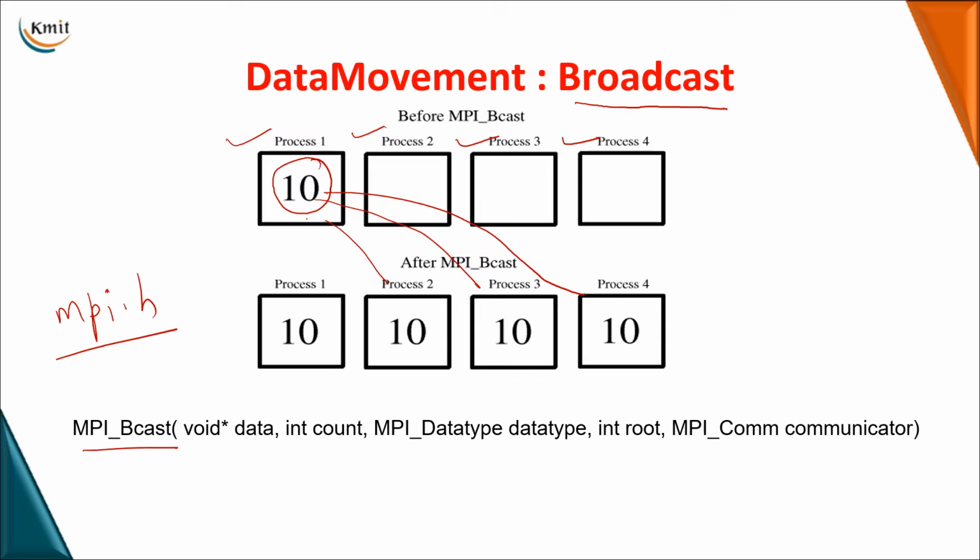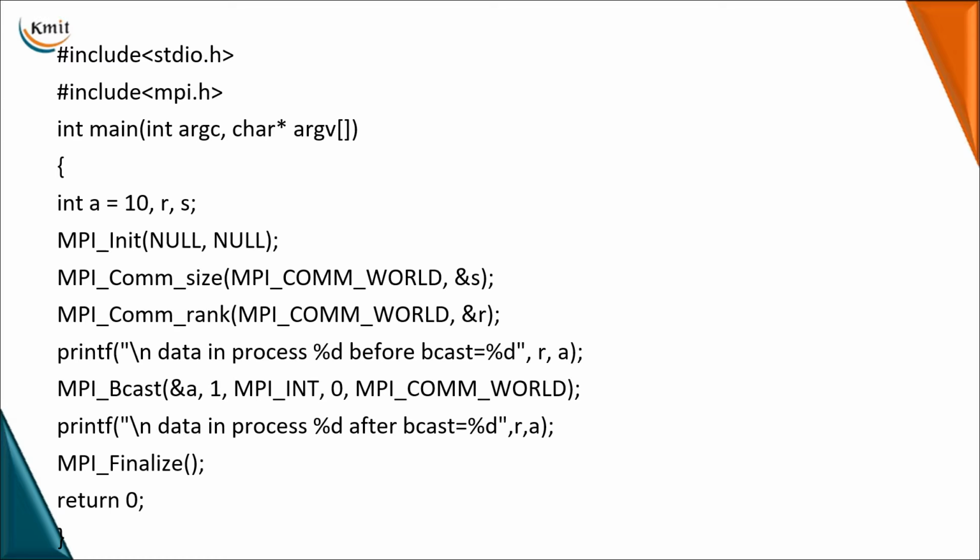MPI_Bcast takes a pointer to your data. So what is your data here? 10. Count: how many values are you sending? Only one. And what is the data type of this data? For this example, it is integer. And which process is broadcasting it? Here root is nothing but the ID of the process which is starting the broadcast. So if I go for process 1, its rank would be 0, so I need to pass that. And this is the communication handle. By default, we use MPI_COMM_WORLD.